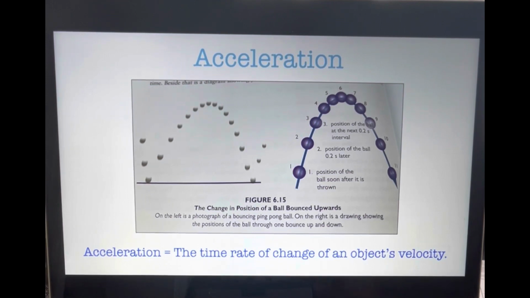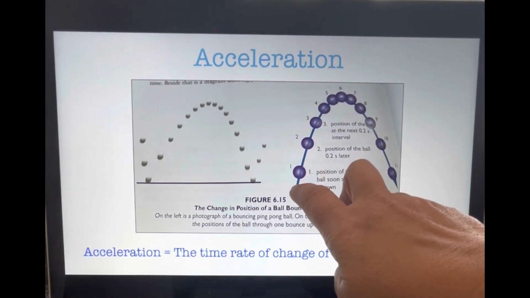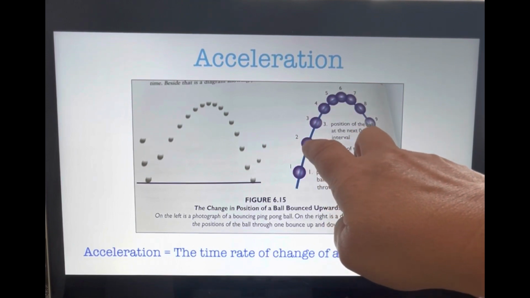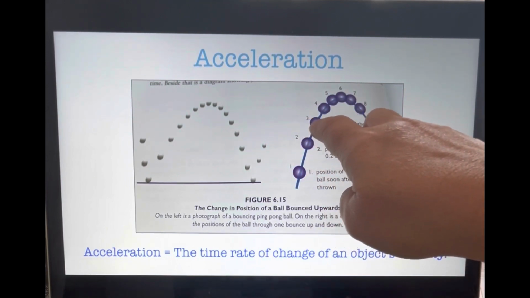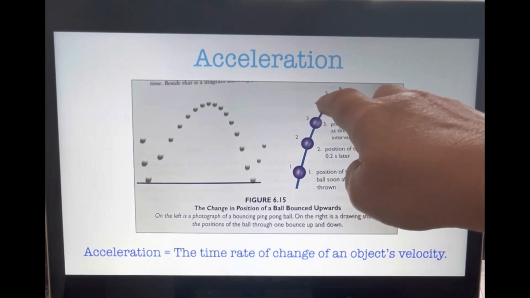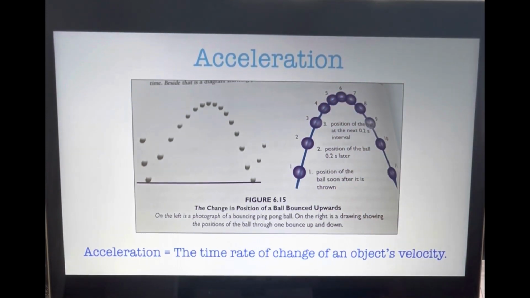Well, how can this be explained? These images each represent the position of the ball 0.2 seconds after the previous image. Since the ball's position changed over each time interval, we know that it was traveling with a certain velocity. Over the first 0.2 second time interval, the ball traveled up and over to the right a certain distance. So here, it traveled up and over to the right, up, over to the right, up, over to the right, and so on.